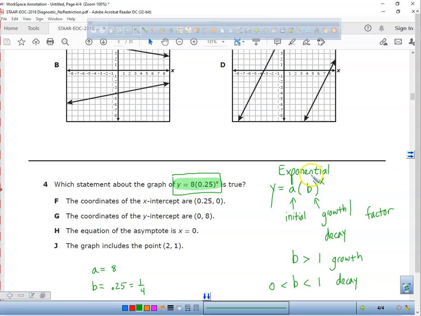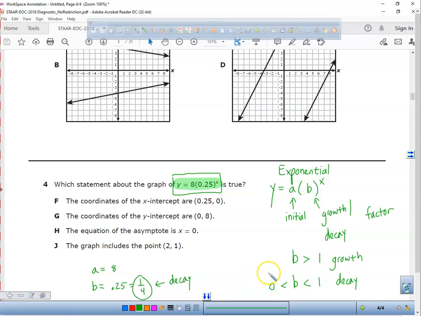The first one is linear. The second one is quadratic. The third one is exponential. So, being that you guys don't know very much about exponential functions except what I just told you, is this considered to be a growth or a decay factor? What would you guys say? Decay. It's getting smaller.